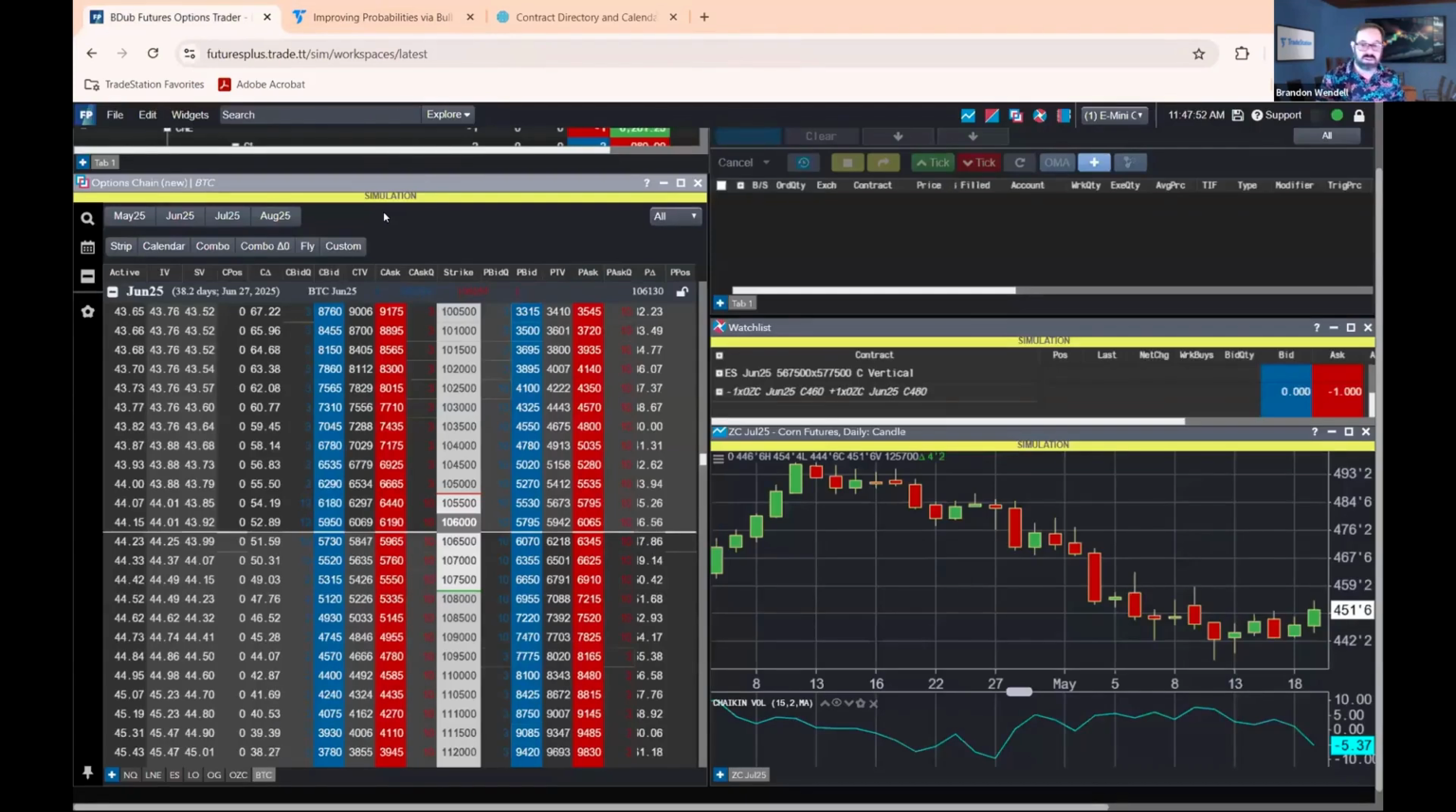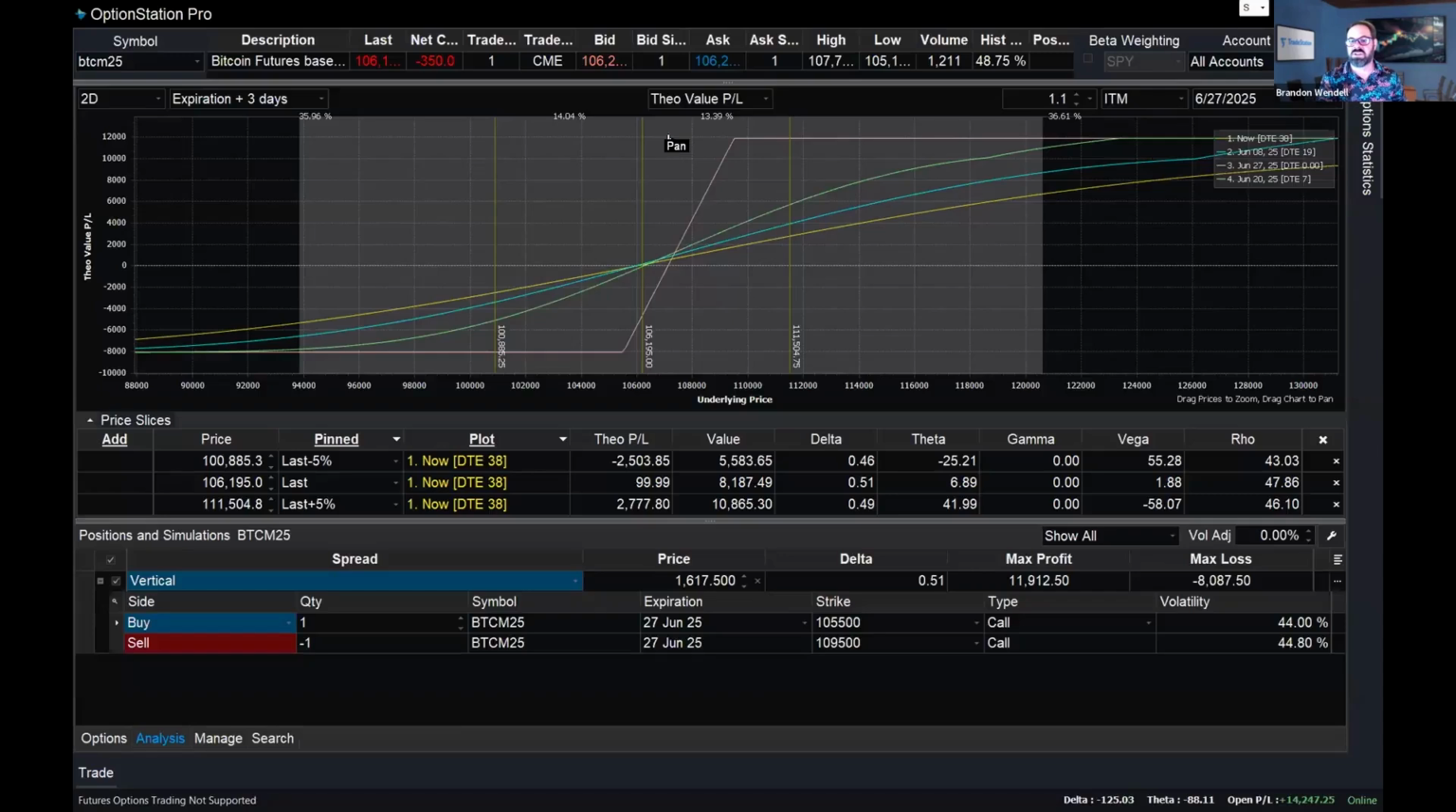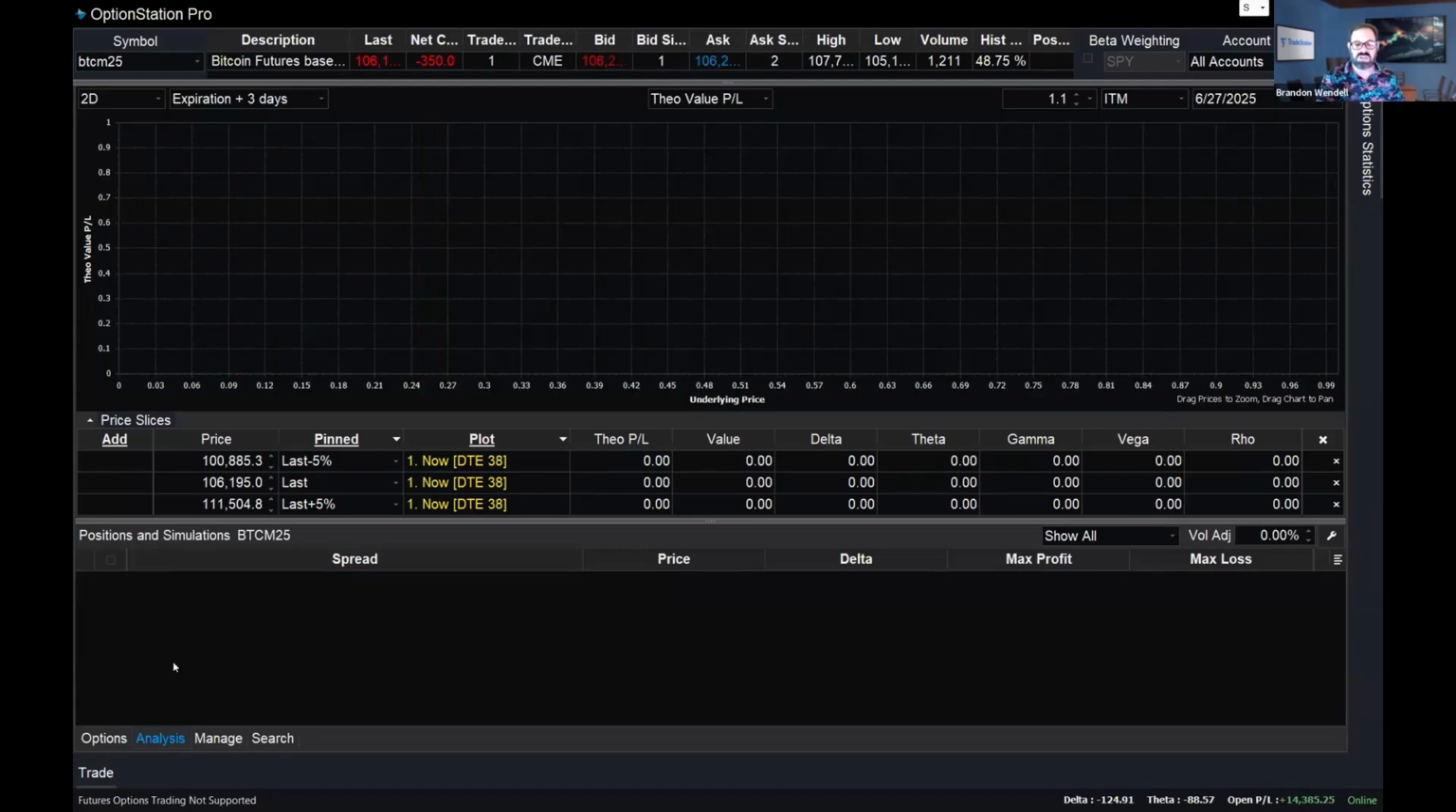If I go to, not there, sorry, I was right here on TradeStation. There's a bull call spread. Buying a Bitcoin call at 105.5 and selling a 109.5. That's a bull call spread. Or if volatility happens to be high, perhaps we change this.